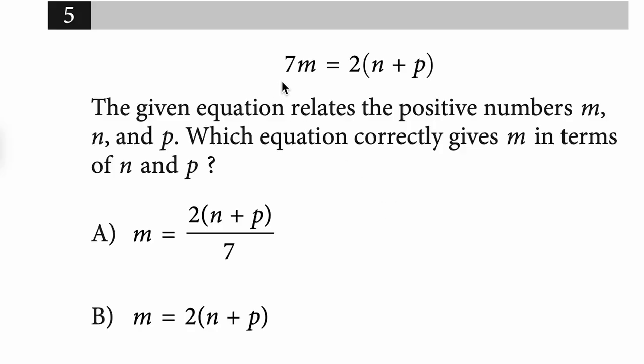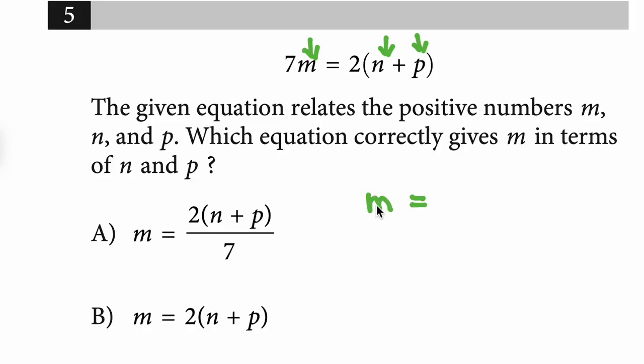Question number 5. 7m is equal to 2 in parenthesis n plus p. The given equation relates the positive number m with n and p. Yes, here m is related to n and p. What equation correctly gives m in terms of n and p? Okay, m in terms of n and p. That means we need m is equal to whatever the whole thing is.